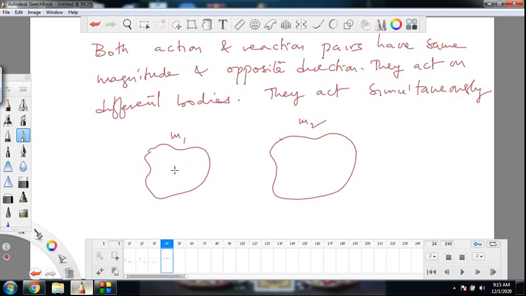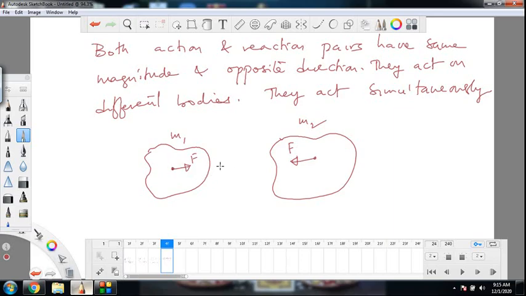So on m1 there will be a force, say F. In fact, it will be acting at, you can say, the center of mass of m1. On m2 there will be a force F. This may not even act at the center of mass. I may be wrong. Anyway, I'll come back to that later.